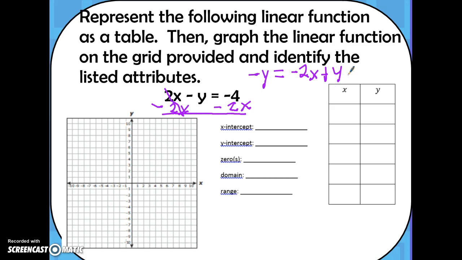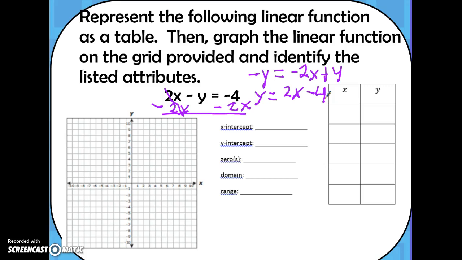And so we can get rid of the negative sign on the y, but that also means that we're getting rid of the signs that we have on the right hand side. So we're changing them also to their opposites. Negative 2 becomes positive now, and positive 4 becomes negative now. Everything switches their sign, if the y does. So we need the x-intercept, the y-intercept, the zeros, the domain, and range. So let's do a table.